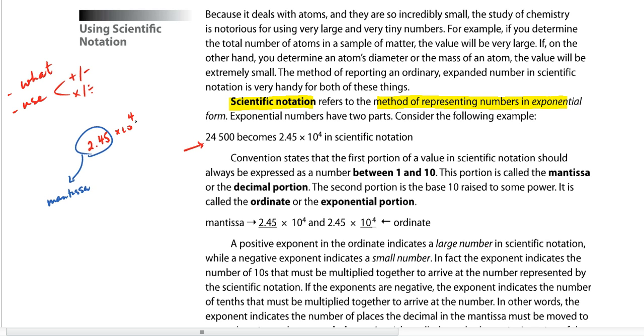It'd be a good idea to do similar to what I'm doing, is mark up your textbook, rewrite it a little bit, and take your own version of the notes in the margin. And then the exponential part is called the ordinate. Alright, and you can see here that they've given this example.